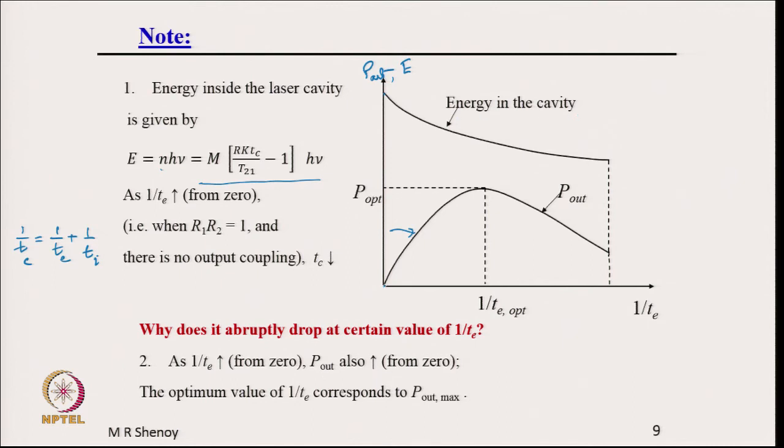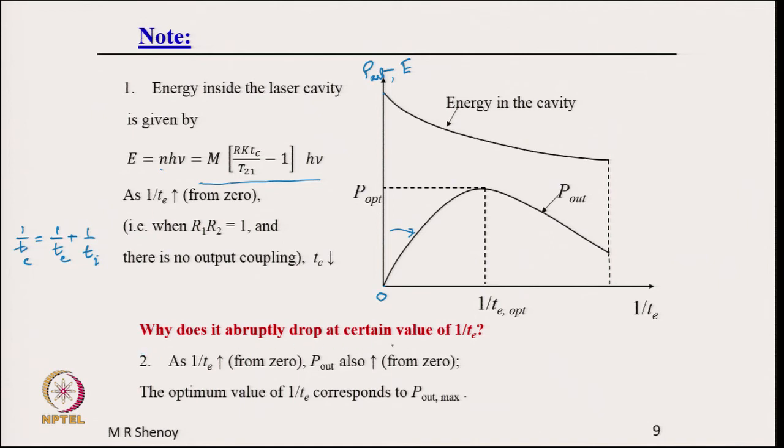The output power is 0 as 1/T_e starts increasing from 0, and as it increases T_c decreases, and therefore this starts continuously increasing, but the energy continuously decreases. See this, T_c starts decreasing and therefore the energy monotonically decreases, because it is R_k T_c by T_21 minus 1. This is a qualitative plot, but it is almost correct. If you actually put numerical numbers, you will see a similar plot coming there.